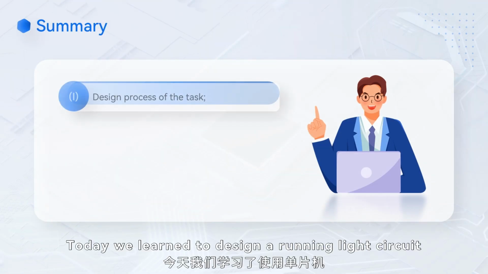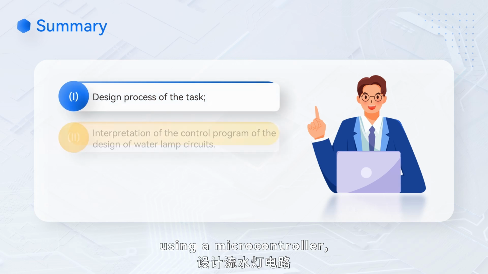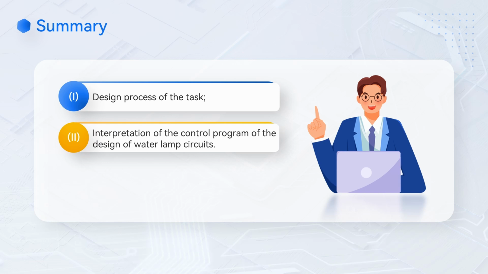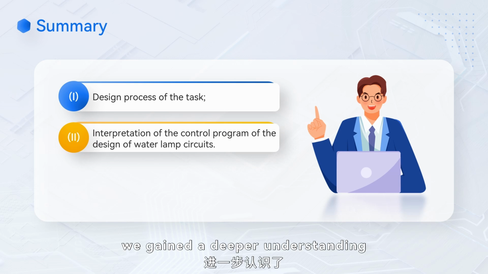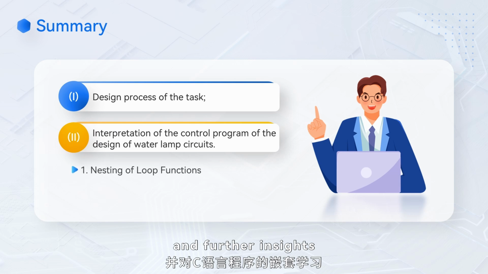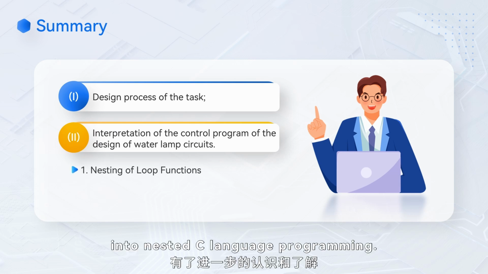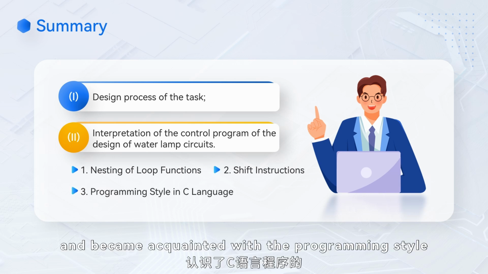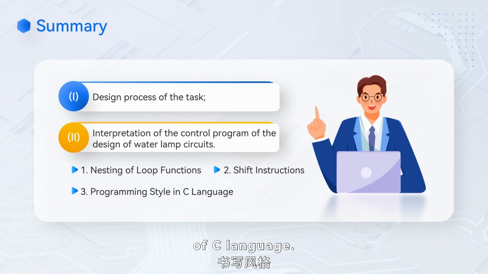Today we learned to design a running light circuit using a microcontroller, involving shift lighting of LEDs on the P0 port. Through case analysis, we gained a deeper understanding of the control functions of microcontrollers and further insights into nested C language programming. We also studied C language shift instructions and became acquainted with the programming style of C language.